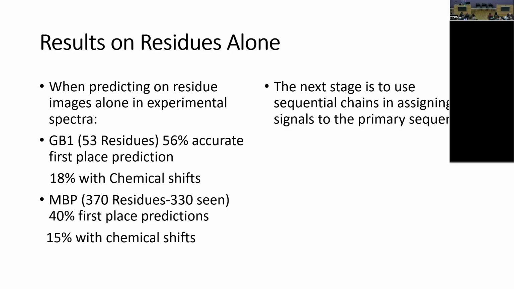For individual residues, we could predict 56% of GB1 correctly in the first position. The prediction gives a probability for each amino acid type, but if you chose the top probability, the first prediction was correct 56% of the time. And for MVP, it was correct 40% of the time. If you made the predictions from chemical shifts alone, it was only between 15 and 18%.